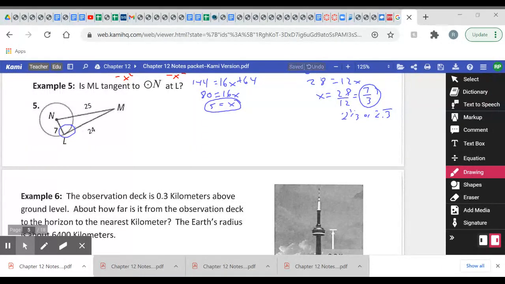So they're not telling us it's a tangent line. They're not telling us there's a right angle there. They're asking us if there is one. In this particular case, sometimes it's hard to tell, but in this case, they're telling us that this whole length is 25.